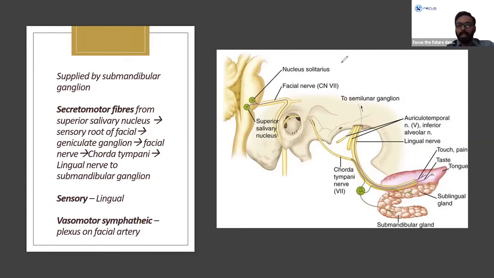So the submandibular gland is supplied by the submandibular ganglion. Now what is a ganglion? A ganglion is a structure related to nerve transmission. It is situated very close to the submandibular gland, hence it's known by the name submandibular ganglion. The fibers come and end in the submandibular ganglion, and from the ganglion new fibers go into the submandibular gland.